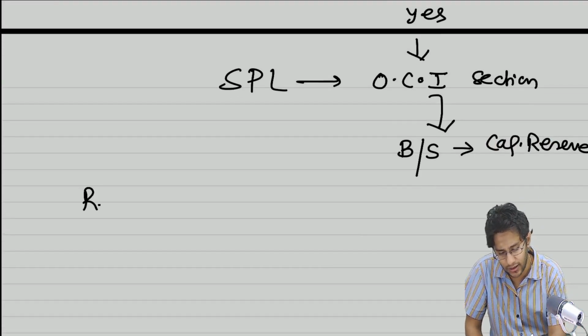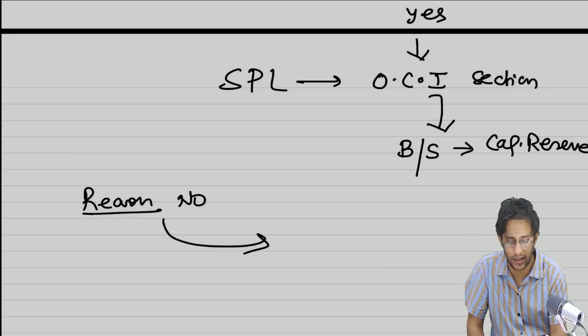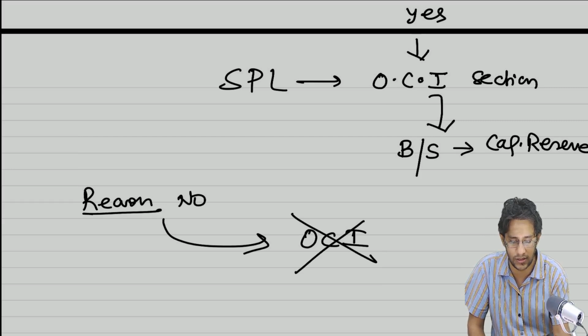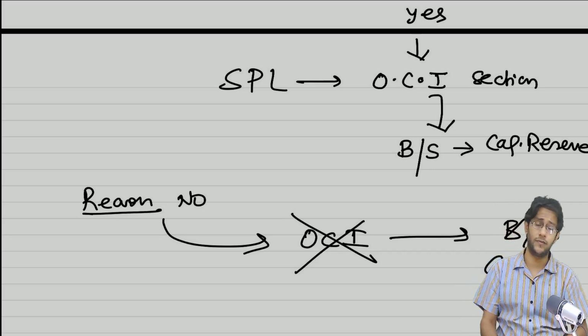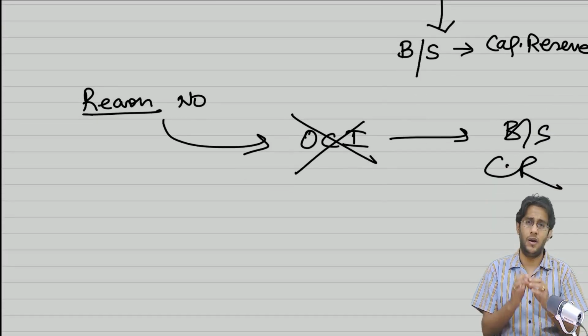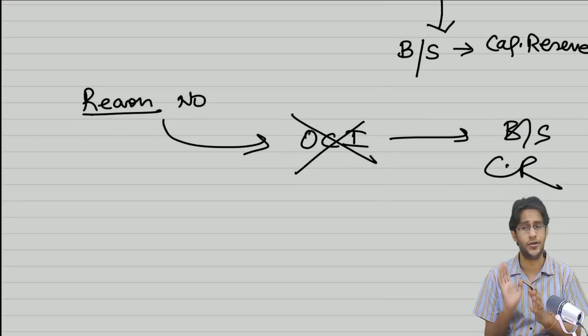In case you say that no sir, the reason could not be adequately identified, in that case, don't show this in your OCI section. Directly go into the balance sheet. Call it a capital reserve. So ultimately, the bargain purchase gain in the balance sheet will become capital reserve.